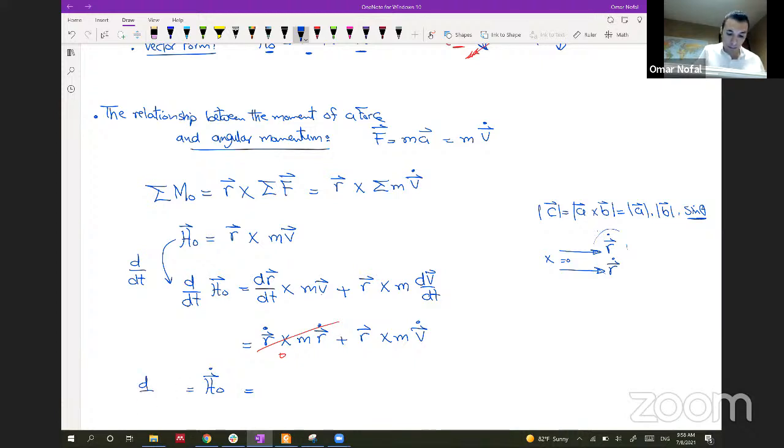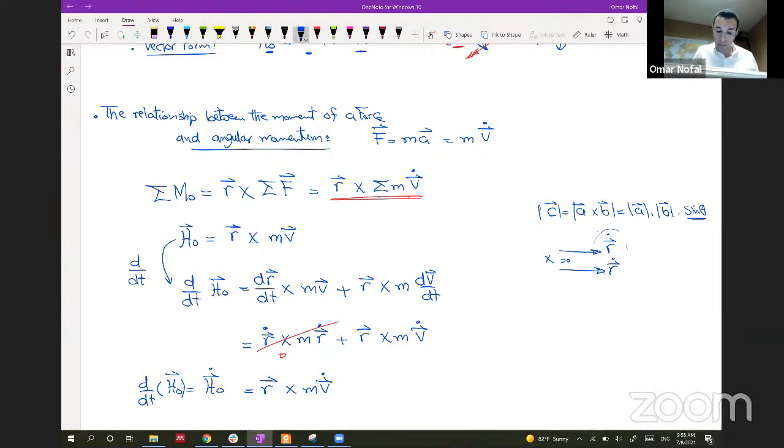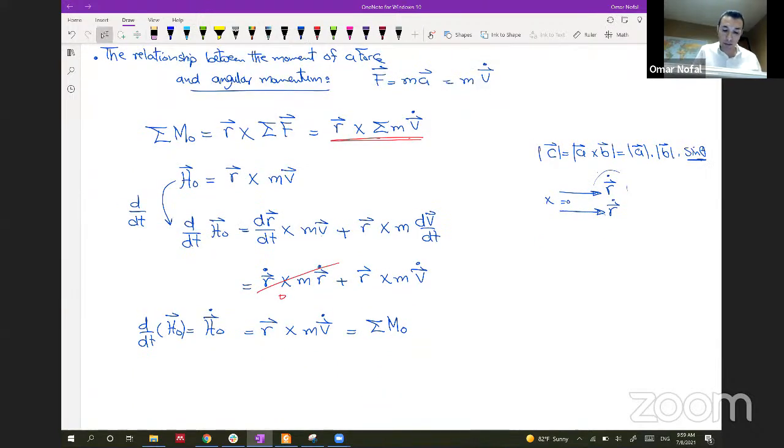H O dot, which is equal to the time rate of change of the angular momentum, is equal to R cross product by m v dot. And this will be equivalent to R multiplied by the sum of forces, m v dot. So the time rate of change of the angular momentum will be equal to the sum of all the moments about point O. So this is the conclusion that we have.